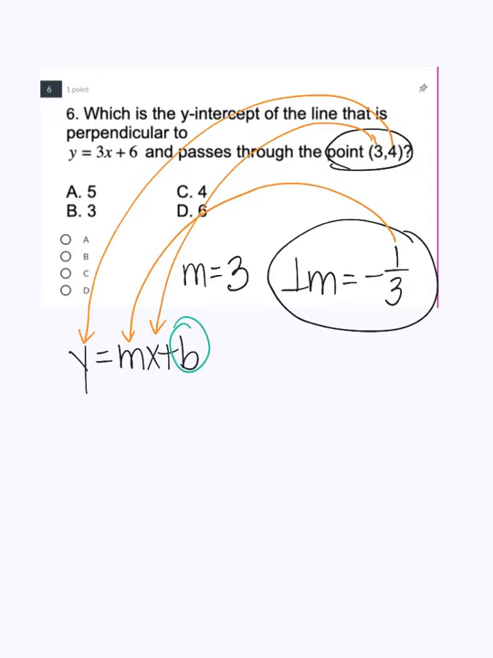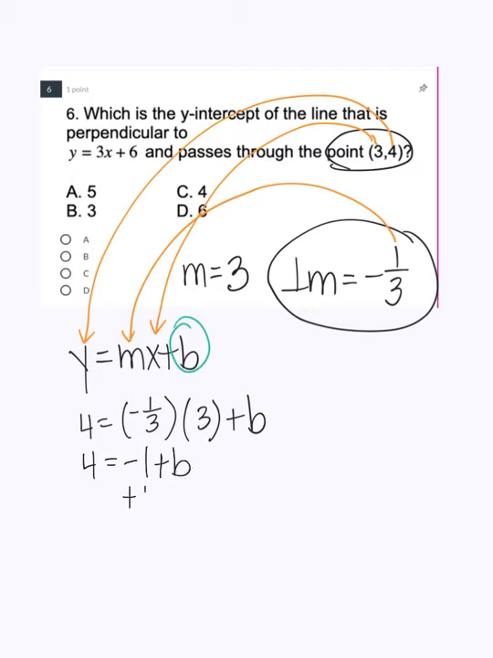So this is going to be 4 equals negative 1/3 times x, which is 3, plus b. So this is going to be negative 1 times 3, which is negative 3, and then divided by 3 is going to give me negative 1. And then we're going to finish by adding 1, and b equals 5. And it just asked for the y-intercept, so we didn't need to write the whole equation.